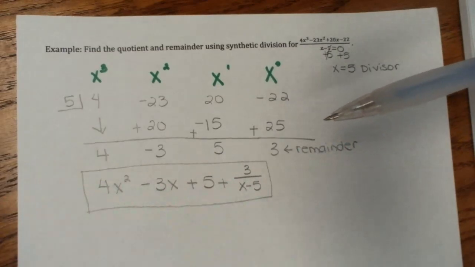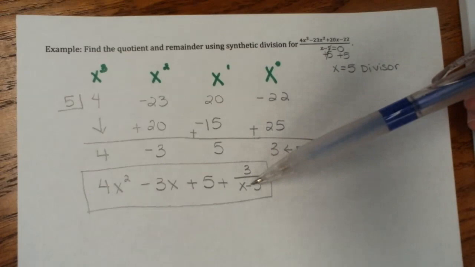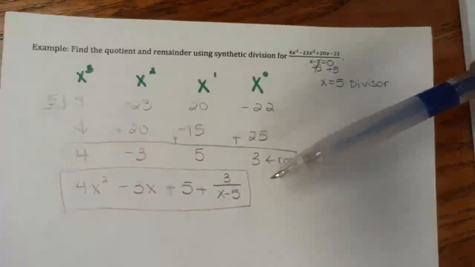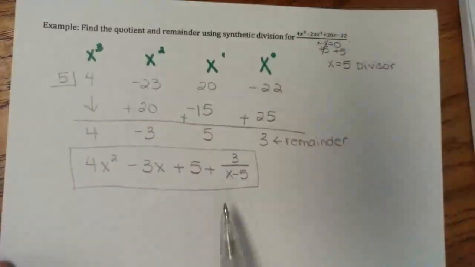So kind of cool to bring it all together. Notice only 3 is over x minus 5. Keep it separate, so leave it separate. Because everything else is already divided by x minus 5.